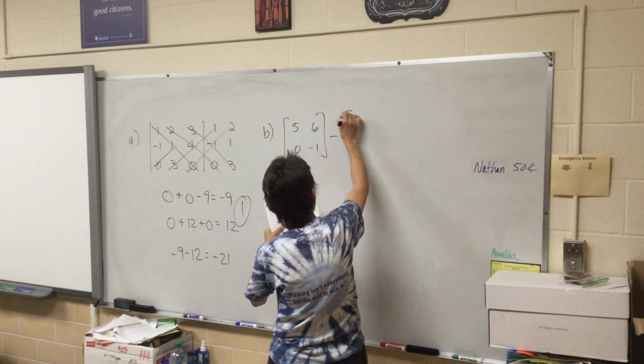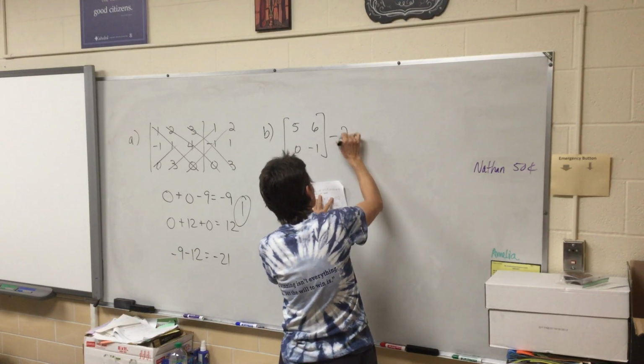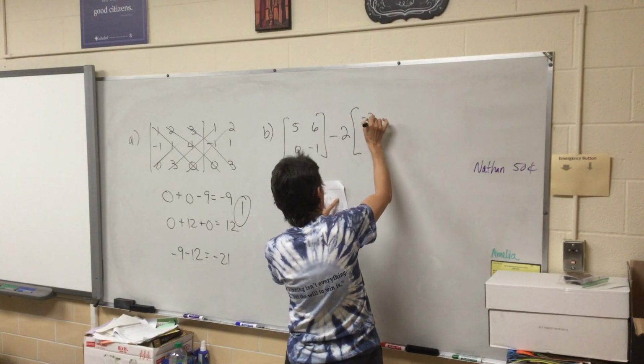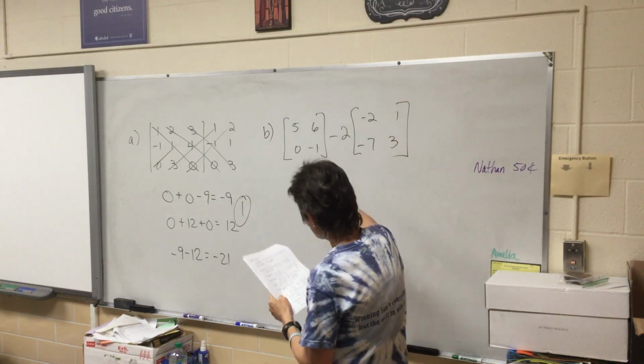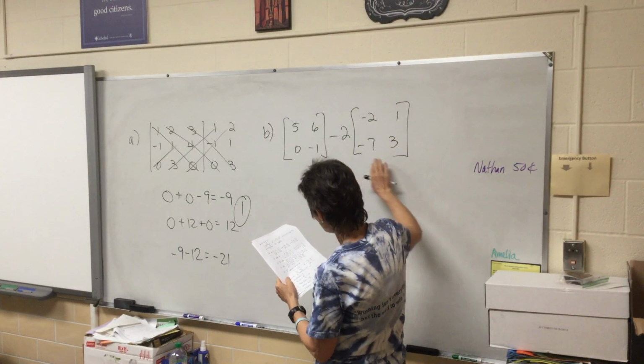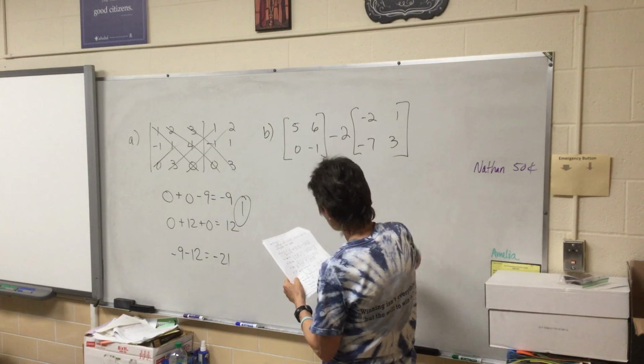All right, now we have B minus 2C. So let's go ahead and write it down. Minus 2C. So there's matrix B, hopefully copied correctly, minus 2 times, there's C.